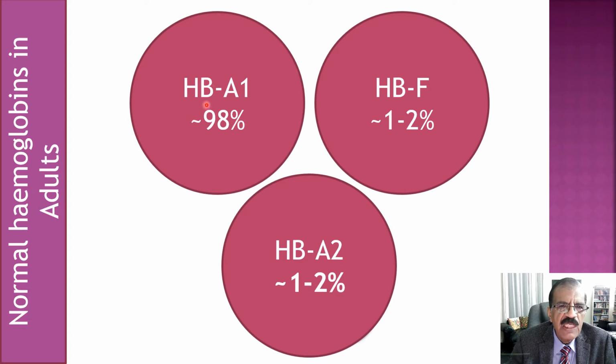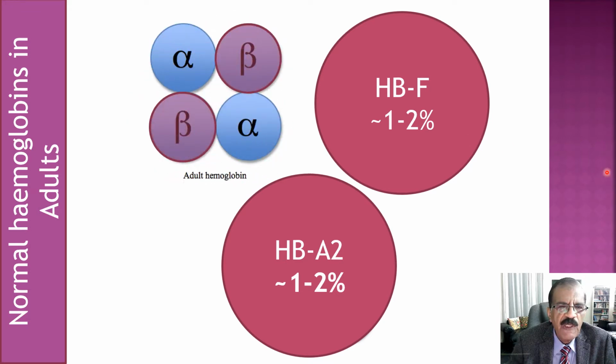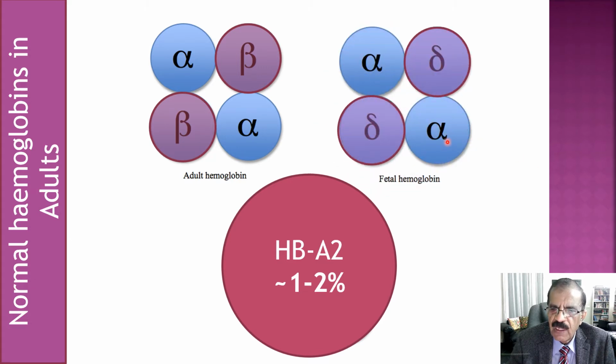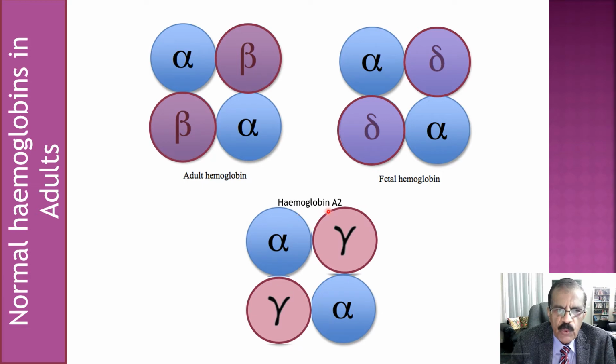And let's see what is hemoglobin A1. It is actually 2 alpha chains and 2 beta chains. If alpha chains and beta chains are equal in quantities, that would be hemoglobin A1. And in hemoglobin F, we have 2 alpha chains, but instead of beta chain, we have gamma chain. So 2 alpha and 2 gamma. That will make fetal hemoglobin. And then we have hemoglobin A2, 2 alpha chains and 2 delta chains.